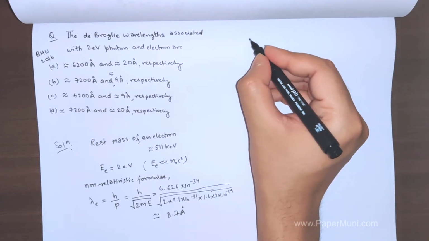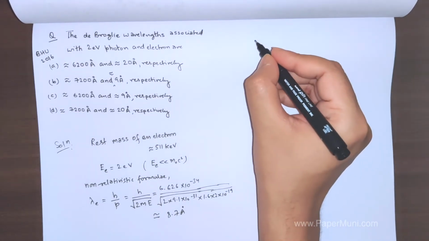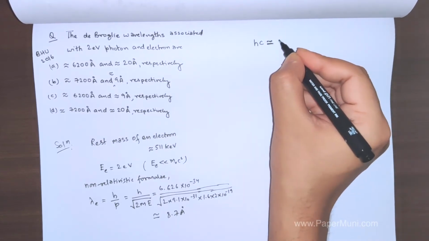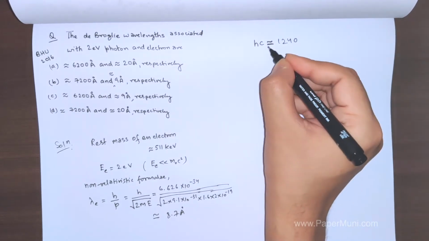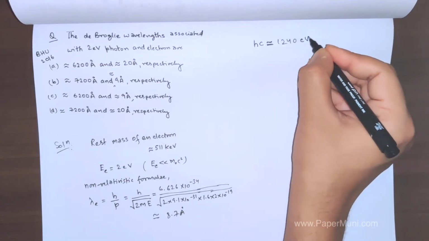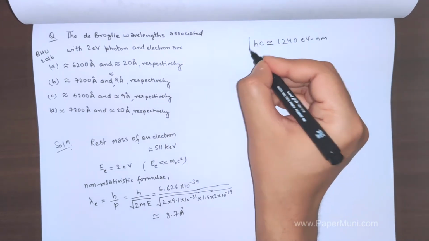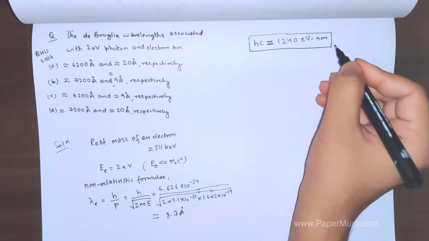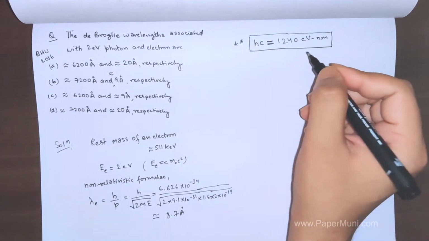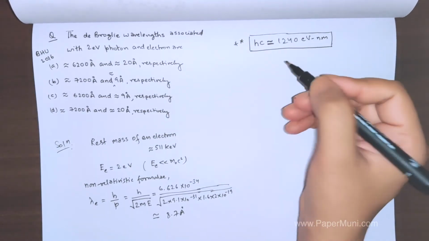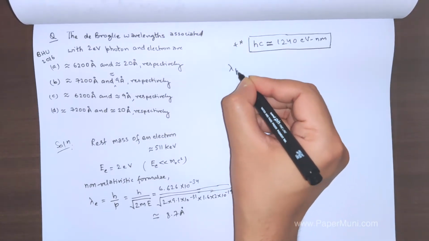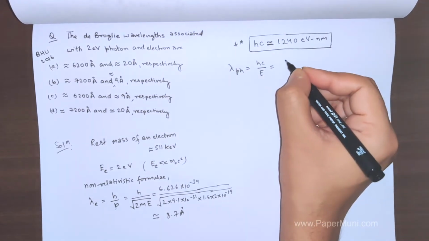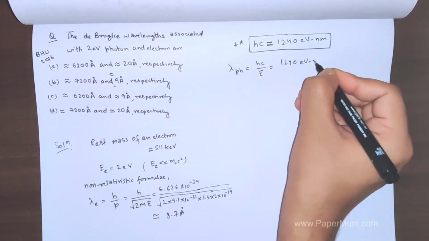Now for the calculation of the photon part, you remember, it is easier to do. This is approximately taken to be 1240. This Planck constant multiplied by the speed of light gives you electron volt nanometer. You should remember this from the exam point of view; it's very easy if you plug in this result, you get the answer easily. So the de Broglie wavelength of the photon is given by hc by the energy of the photon. Now hc is given to be 1240 electron volt nanometer.